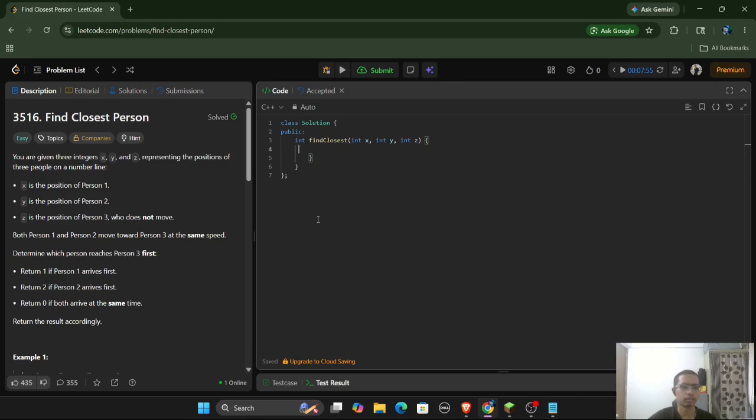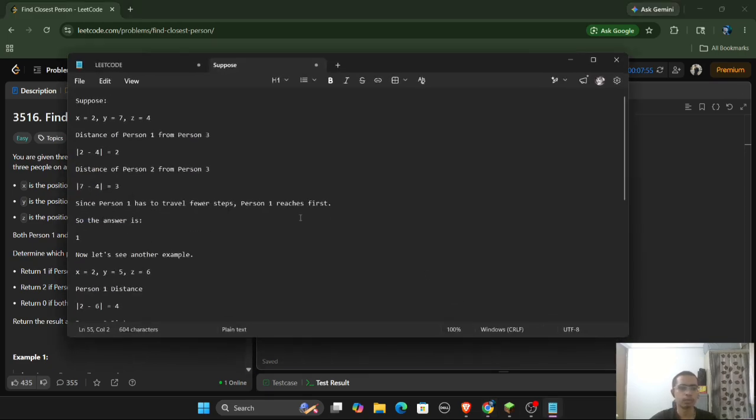In this problem, we are given three integers: x is the position of person 1, y is the position of person 2, z is the position of person 3. Person 3 does not move while person 1 and person 2 move toward person 3 at the same speed. Our task is to determine who reaches person 3 first. Return 1 if person 1 reaches first, return 2 if person 2 reaches first, return 0 if both reach at the same time. Let's understand with an example.